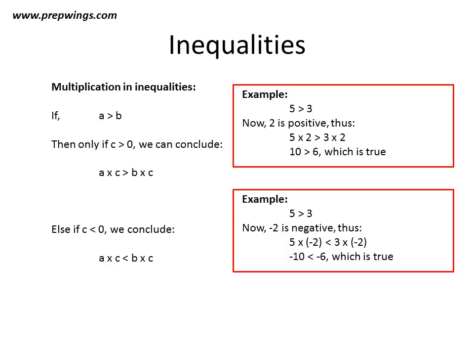Again, we look at the example. 5 is greater than 3. Now if we multiply this inequality by minus 2, okay, 5 into minus 2 will be minus 10, and 3 into minus 2 will be minus 6, and now minus 6 is greater than minus 10. So if you look at it, the inequality sign was greater than because 5 was greater than 3. Now it has reversed to less than because minus 10 is less than minus 6.